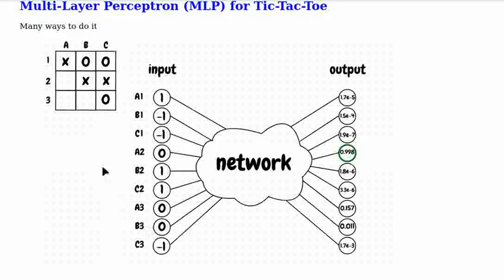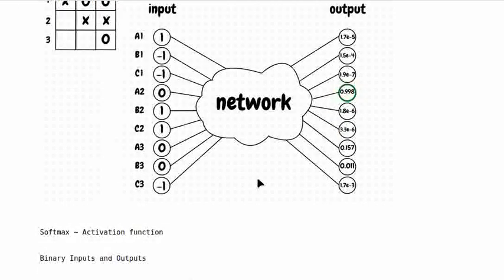And for the output, say we would like to mark this square by X. So we put an X here. That means the output here should have a value close to 1. Others should have values close to 0. So this position is 1, 2, 3, 4. So this is our targeted output neuron. It has a value close to 1, and others have values close to 0. So this is one way to do it.